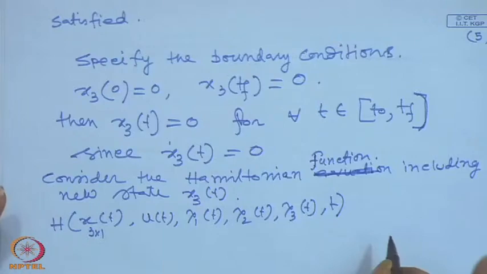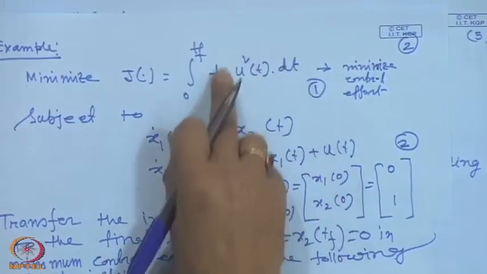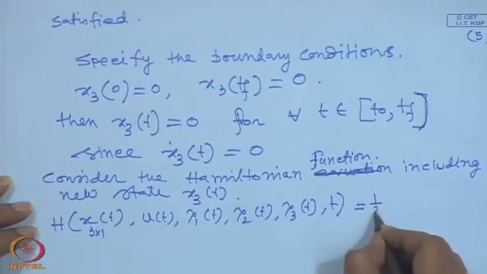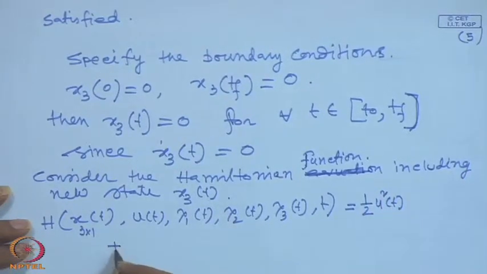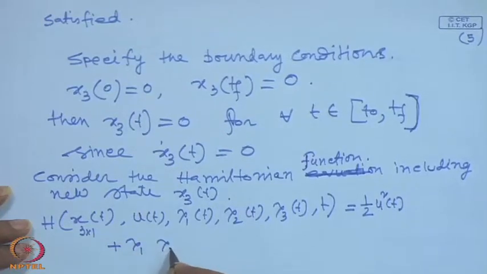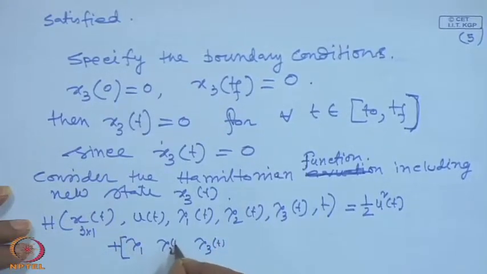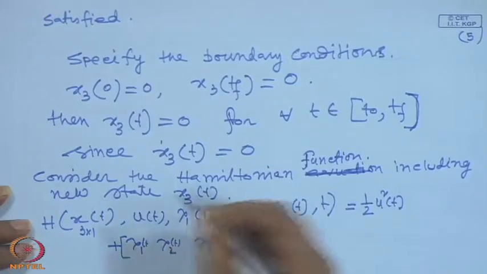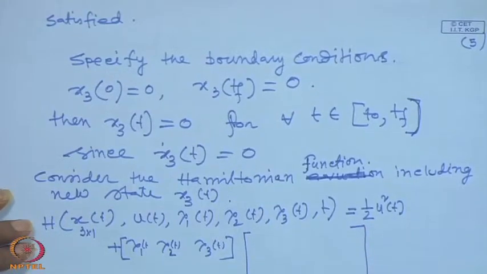What is this one? See the performance index, that integral, the part inside the integral is that one. So, you have to write it this one, half u square plus lambda 1, lambda 2, lambda 3, which is a function of time. Lambda transpose means lambda 1 like this, multiplied by the state equations x dot is equal to a x plus b u, that I am writing, the state equation.